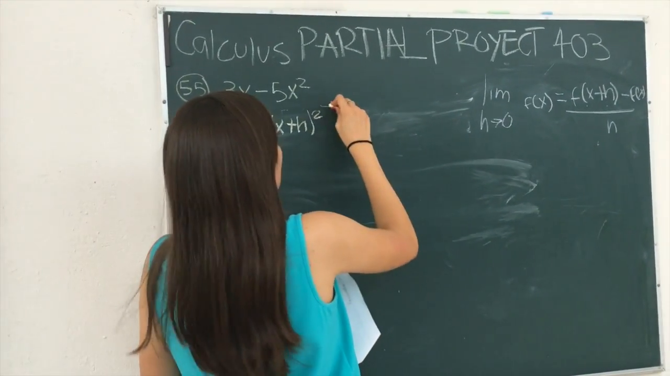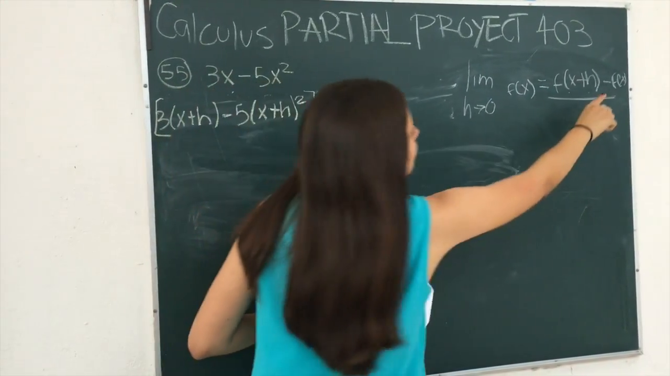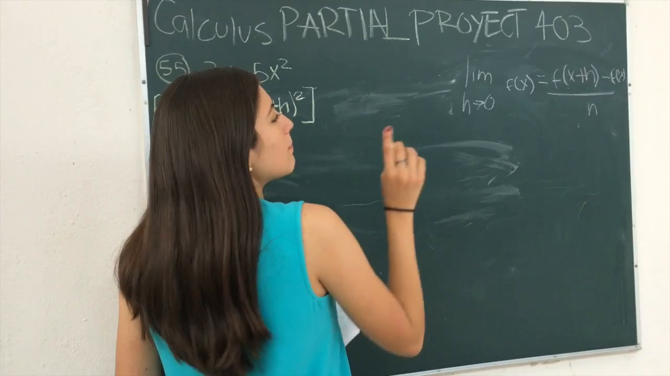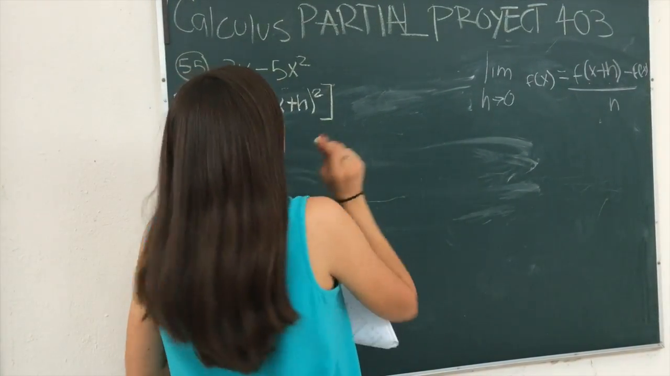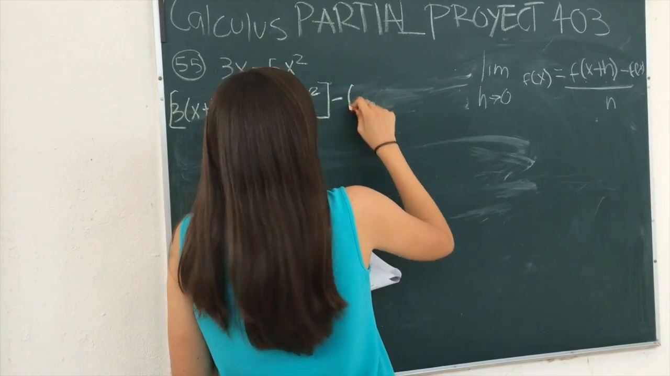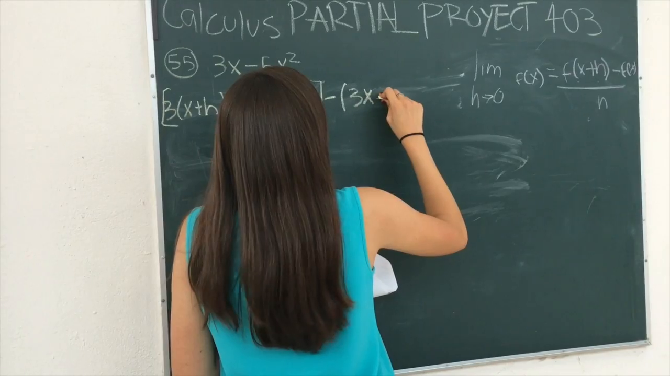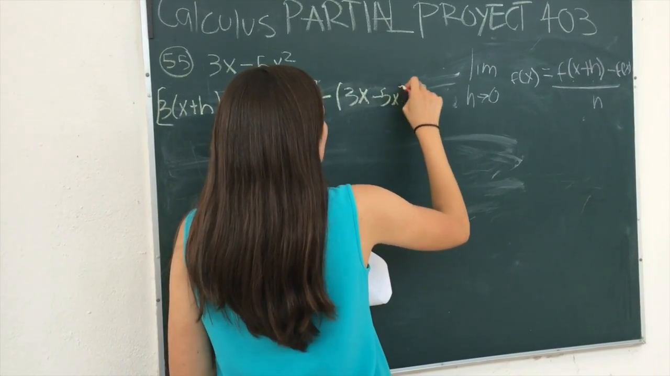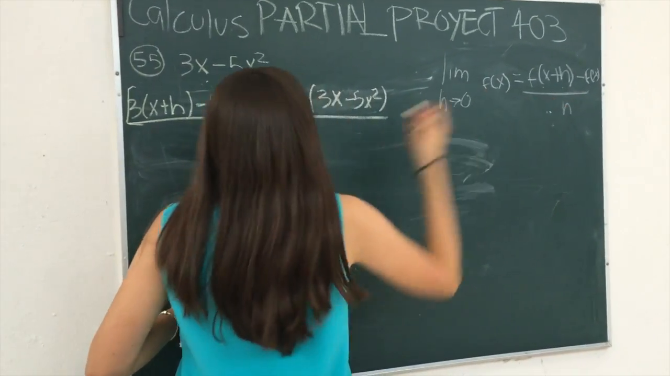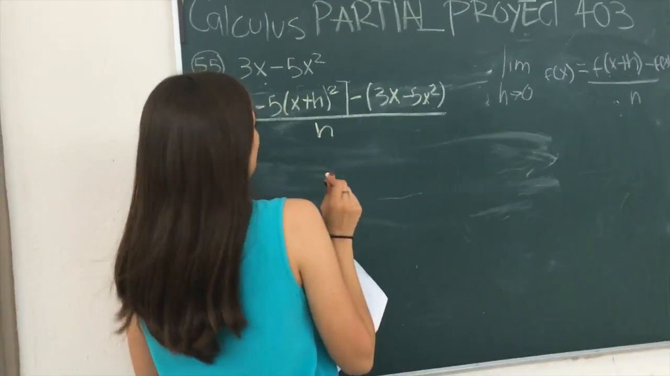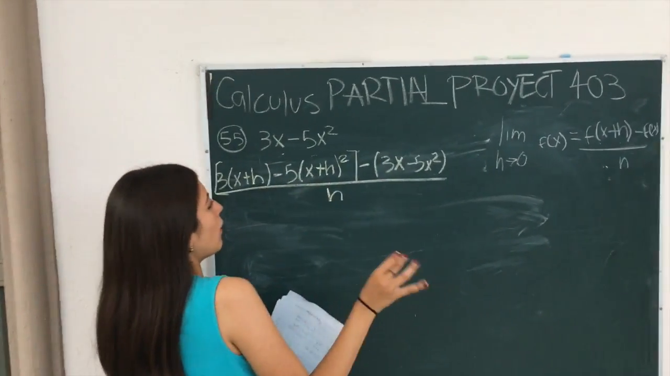And then we put it in brackets so we don't have problems. Then we see minus f of x. What does f of x mean? It means the function, so you place it normally: minus 3x minus 5x squared, okay? All of these over h. So now we're going to use the distributive property and the binomial properties and all of that.